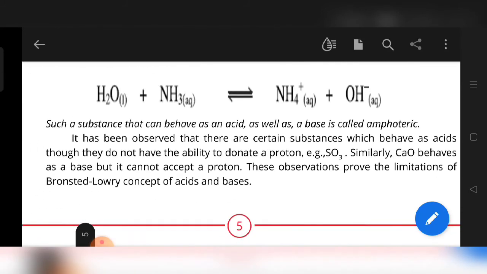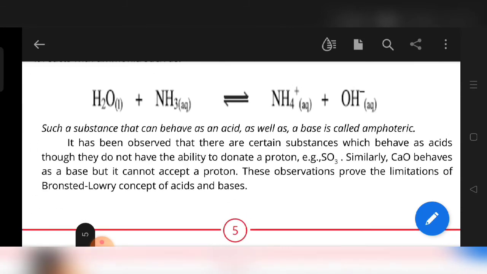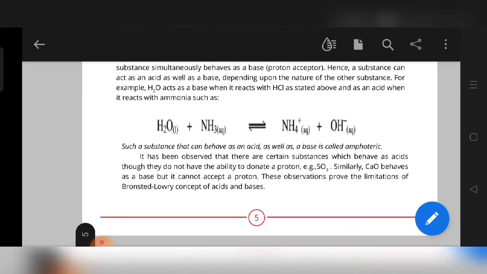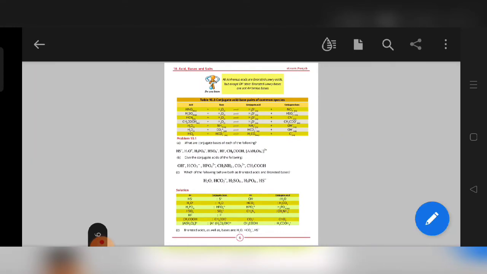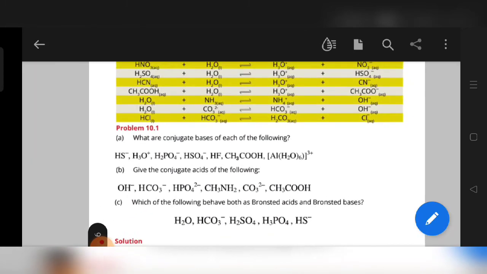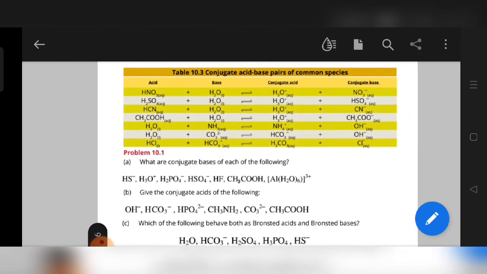Limitations of the Bronsted-Lowry concept of acids and bases. And after that, here are some examples of acids and bases and their conjugate acids and bases.